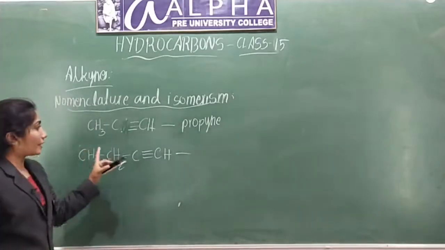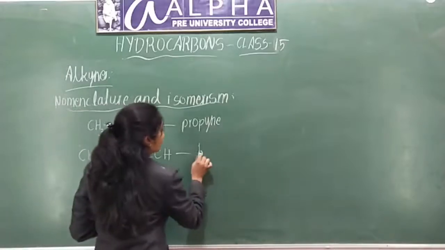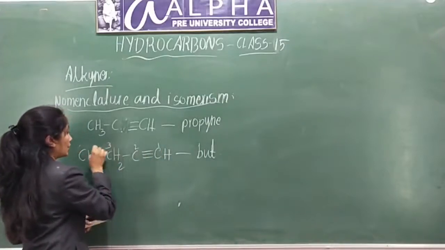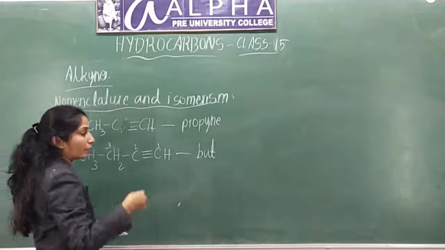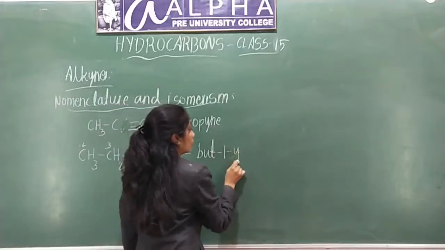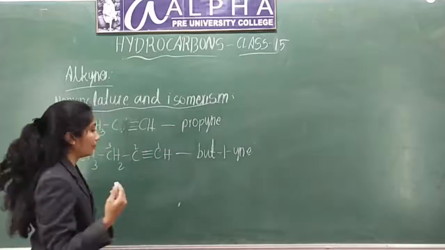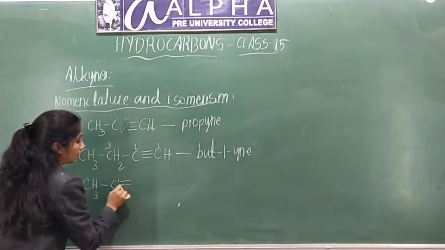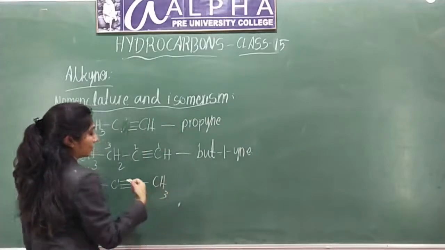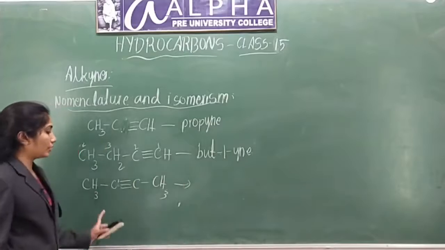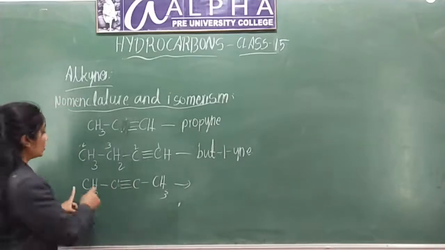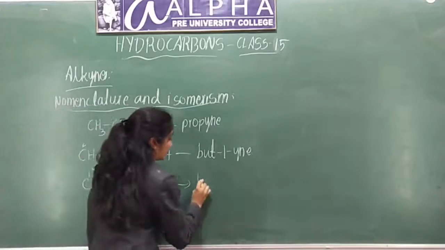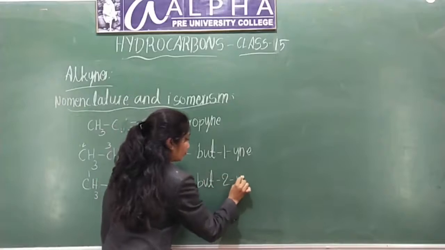So 4 carbon atoms. Root word is but. So if you number it 1, 2, 3, 4, at first position triple bond is there. But 1 YNE. This is the IUPAC name. I can write it even like this also. CH3, C triple bond C, CH3. What is the name of this compound? This is also but, 1, 2, 3, 4. But 2 YNE. But 2 YNE.